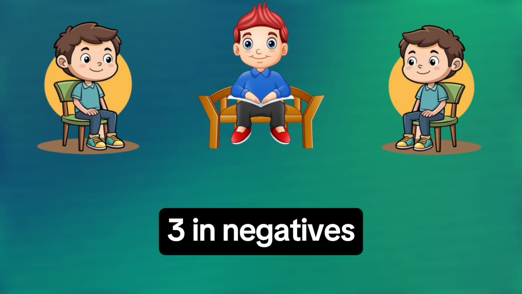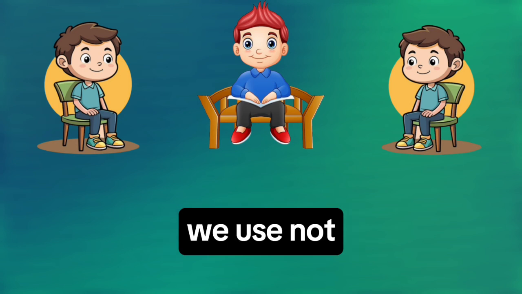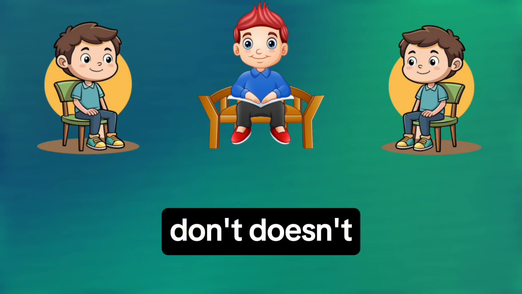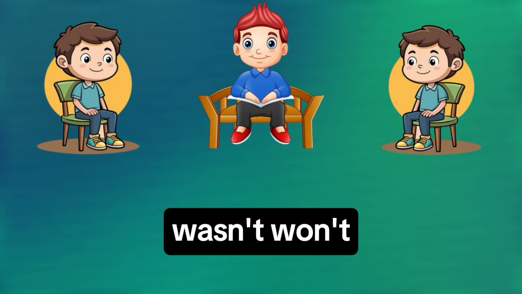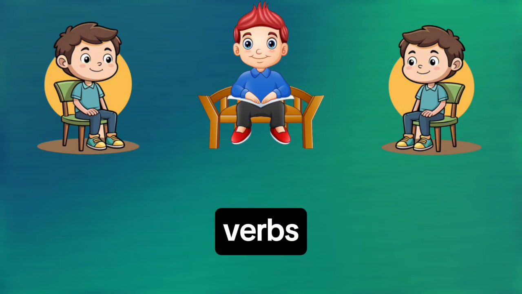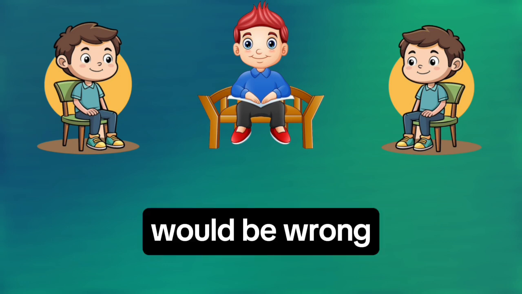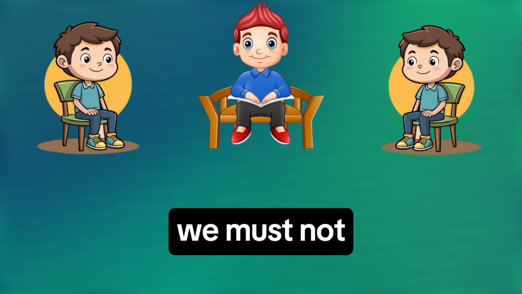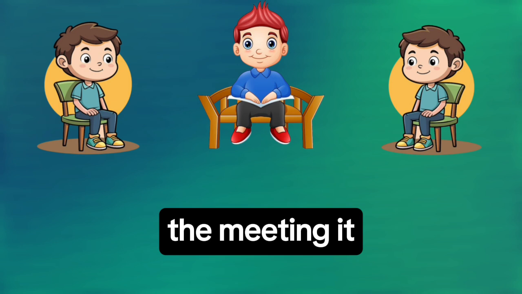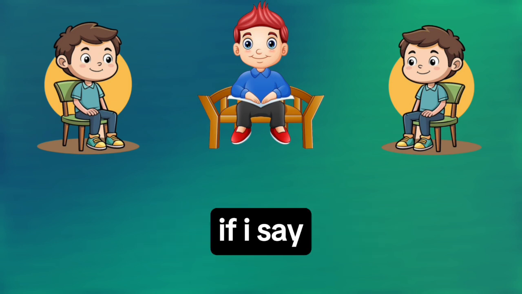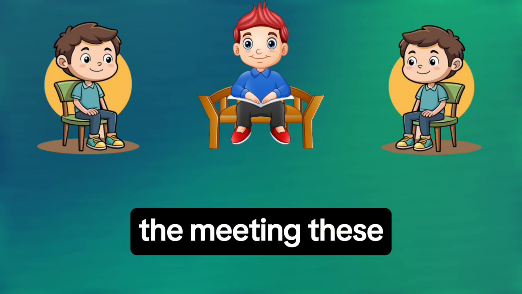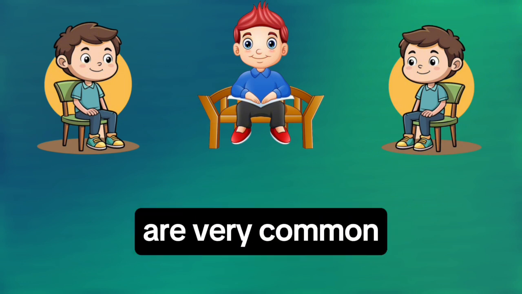Rule number 3. In negatives, we use not after the modal verb. We never use don't, doesn't, isn't, aren't, wasn't with these modal verbs. I could not understand the rule. It would be wrong if I say I don't could understand the rule. We must not forget about the meeting. It would be wrong if I say we don't must forget about the meeting. These mistakes are very common.